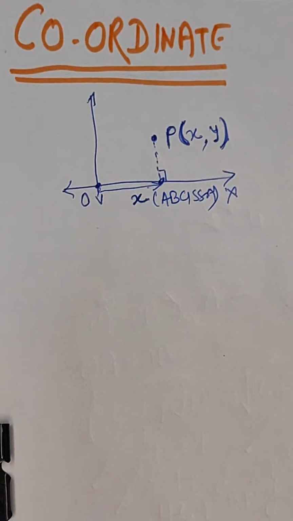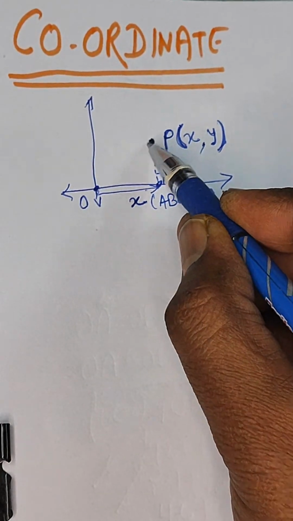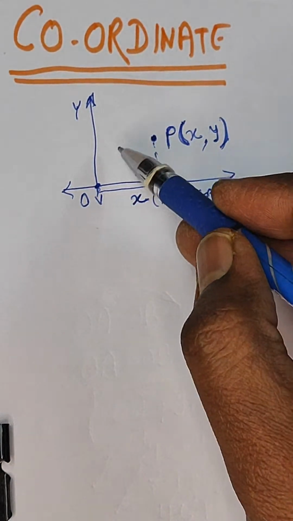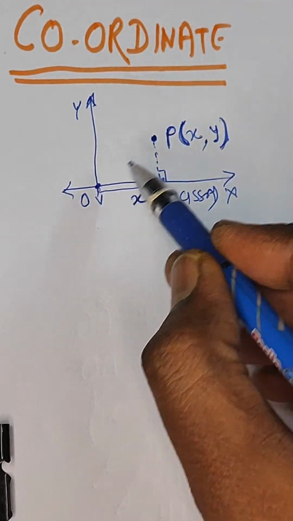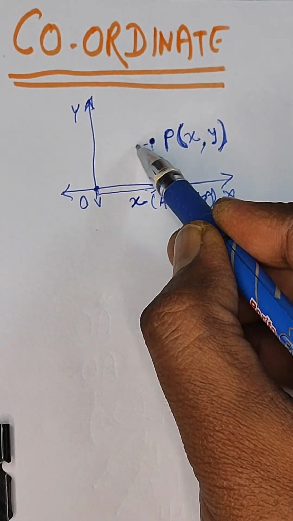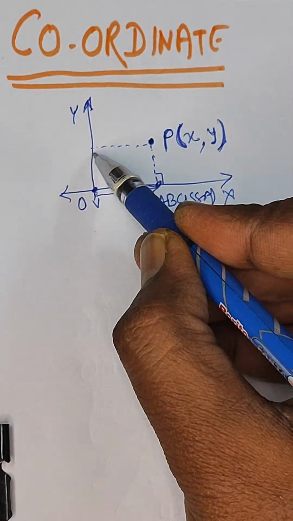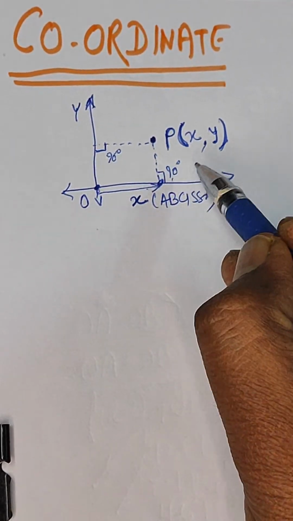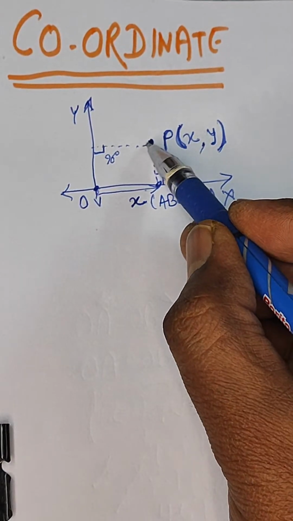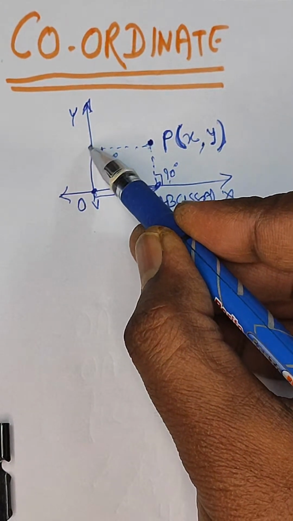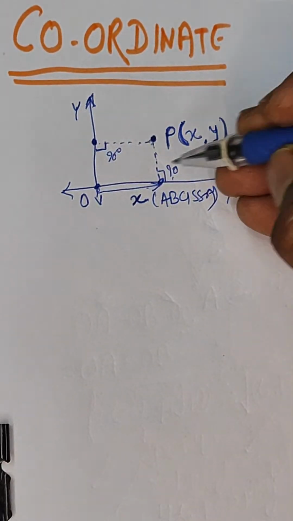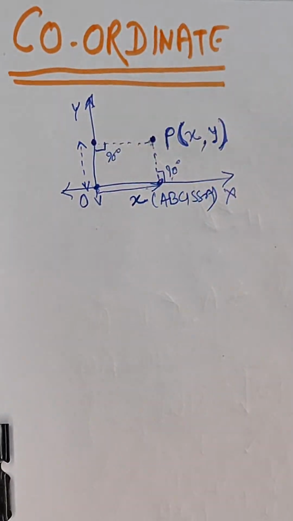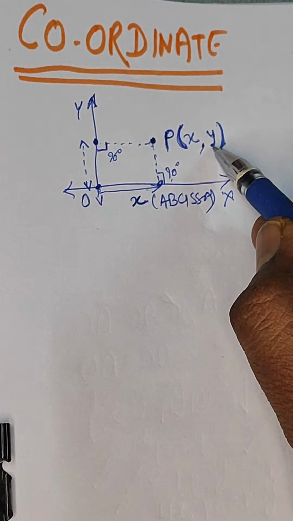Similarly, the coordinate of point P along the y-axis can be found when you draw the perpendicular from point P onto the y-axis. This is 90 degrees. Then this point is plotted on the y-axis over here, and the distance of this point from the origin will be this one, and this is equal to y.